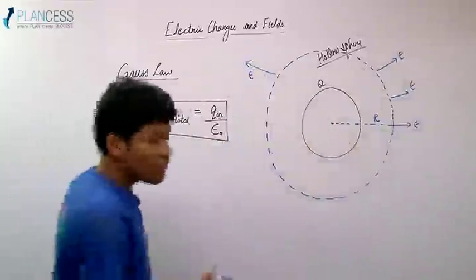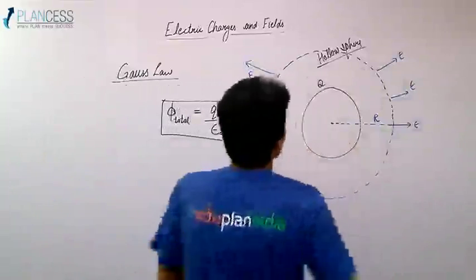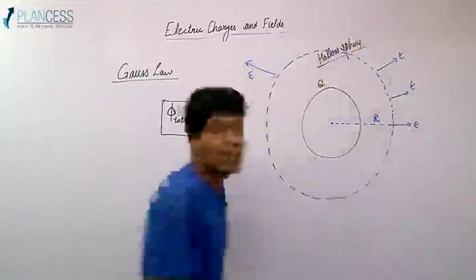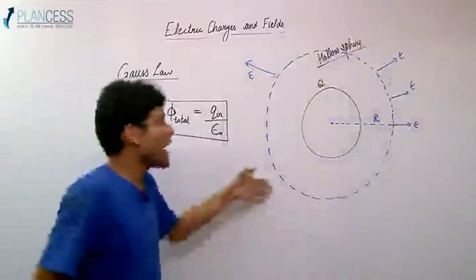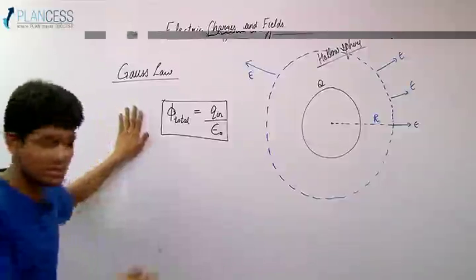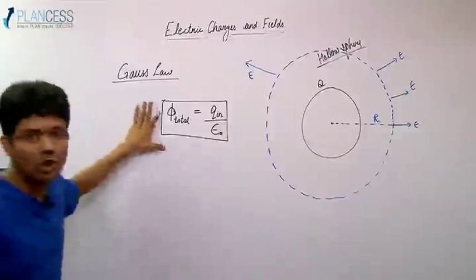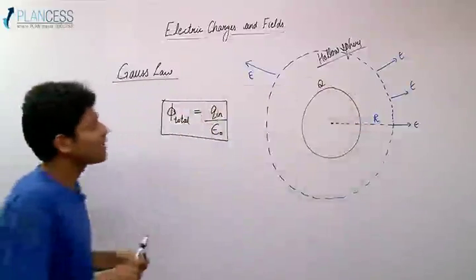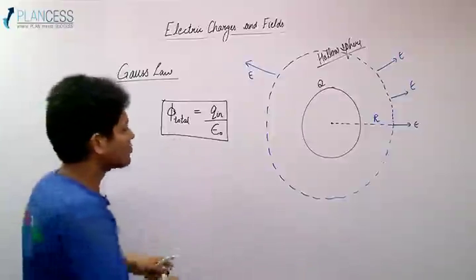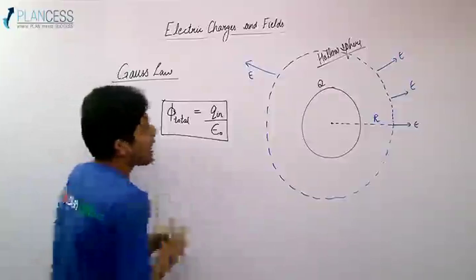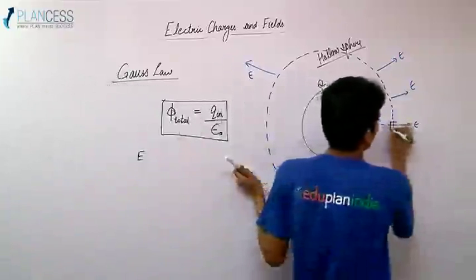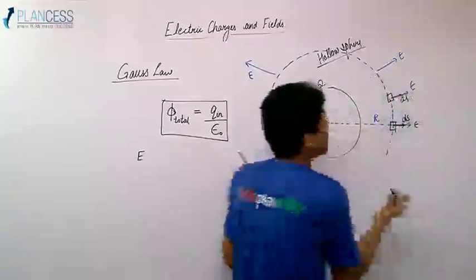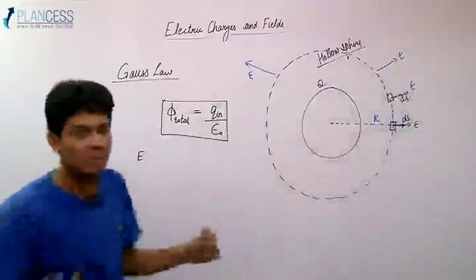Now if I consider my closed surface to be the hypothetical sphere of dotted blue line as my Gaussian surface, meaning the surface which I choose to apply the Gauss law is known as the Gaussian surface. So if I choose this as my Gaussian surface, I can write the formula for phi total. Every time E and any small area element ds lie in the same line, that is E dot ds is equal to E into ds, because cos theta is 1.